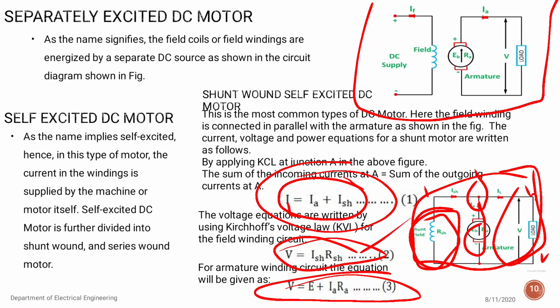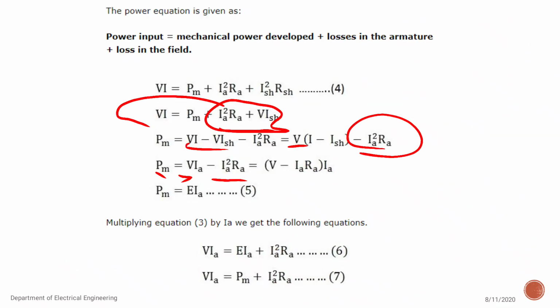So if we shift that ISH to the left-hand side, we get I minus ISH is equal to Ia. So this equation will be replaced here: I minus ISH we have taken as Ia. Again, Ia will be a common term, so we will take it out as common.